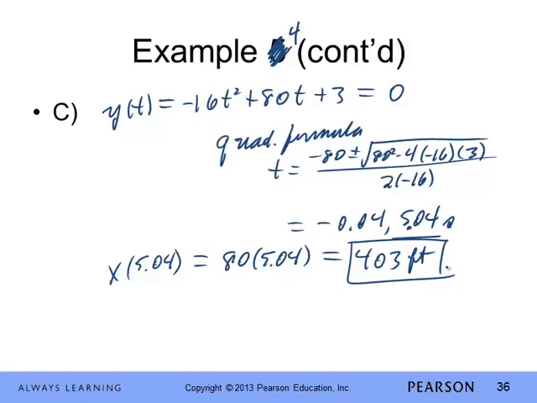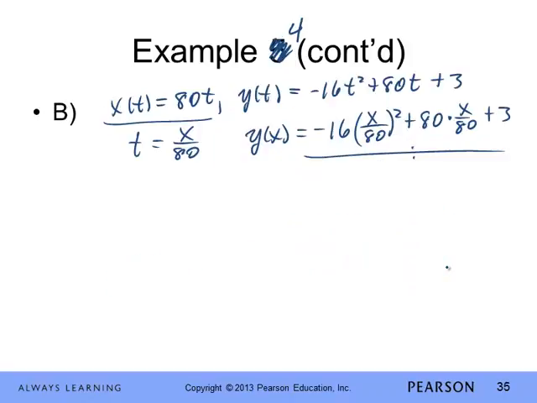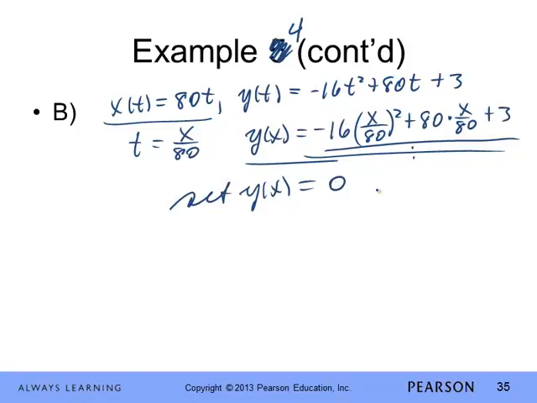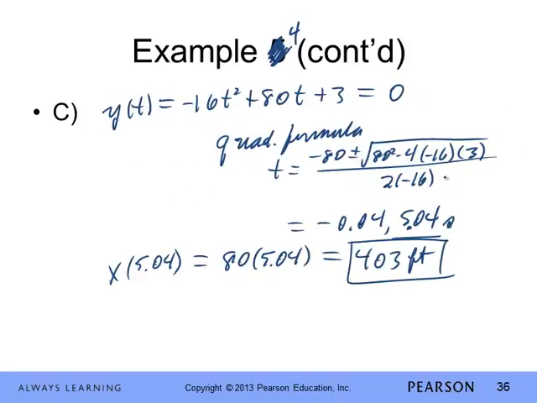You could have just as well gone back to the equation from part B, set the right-hand side of this equation equal to 0 and solved for x, and you would have gotten the same answer, approximately 403. Okay. All right. Any questions on how to do this one? So you know the range. This is a range problem. The range basically means how far did it travel.